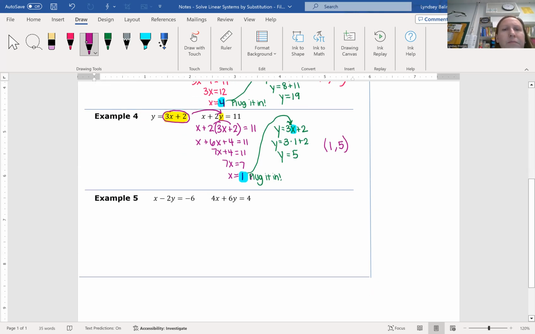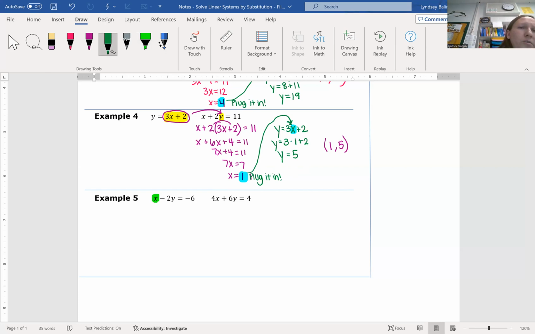Okay, last one. We have x minus 2y equals negative 6, and 4x plus 6y equals 4. Unfortunately, in this last example, neither one of our equations looks like x equals or y equals. However, I do have this x that has a coefficient of 1 that I could pretty easily get by itself. So that's my first goal here, okay?